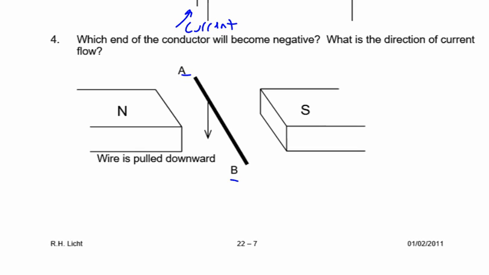All right, which end of the conductor will become negative? So this is using your combined hand rule. So which one will become negative? In that case, it's probably easiest just to use my left hand, right? We'll figure out which way the electrons are going. So your fingers go from north to south, okay? And then your thumb is going to go down, right? Because that's the direction that the wire is being pulled.